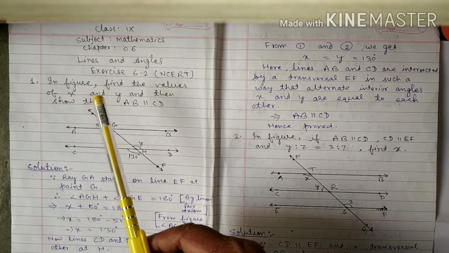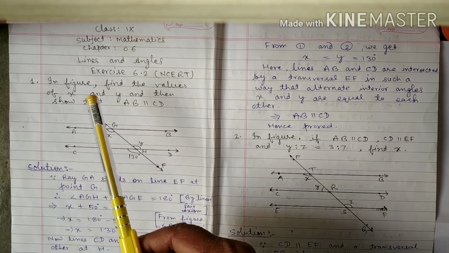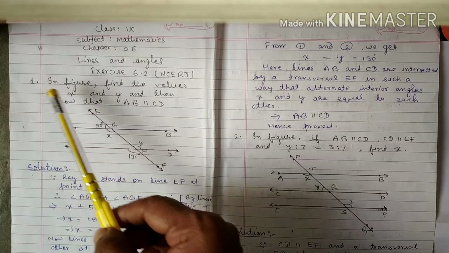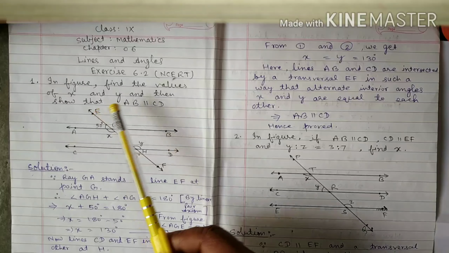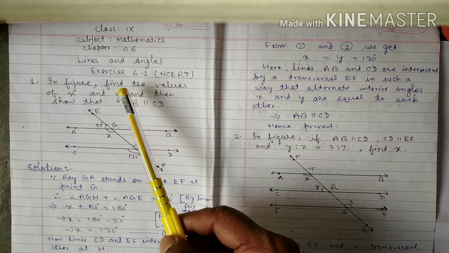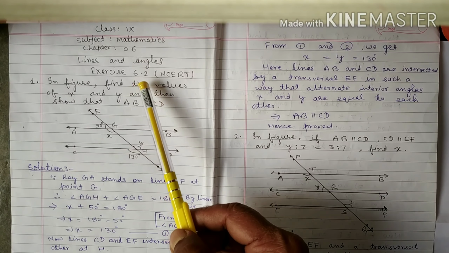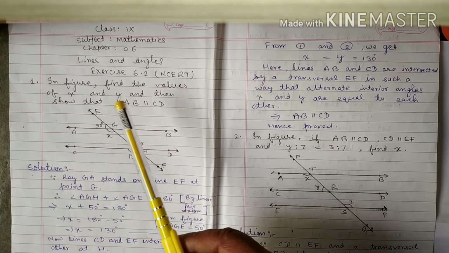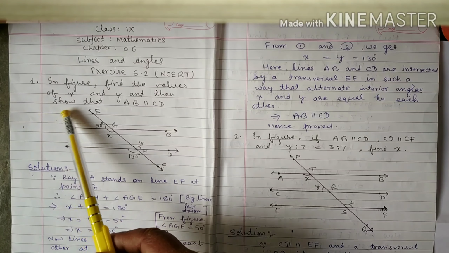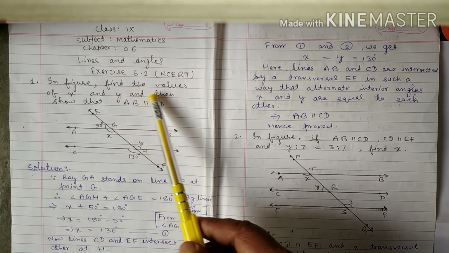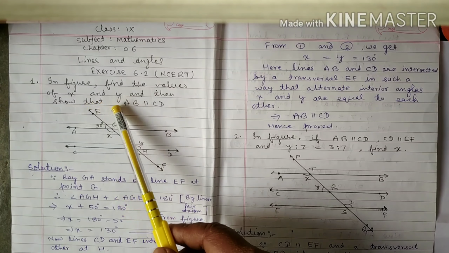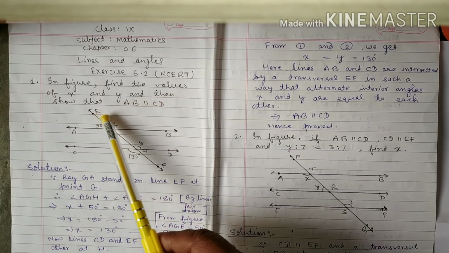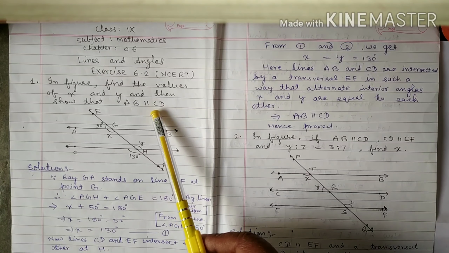My dear students of class 9, I am going to start chapter 6, Lines and Angles, exercise 6.2 NCERT book. Question number 1. In this question, find the values of x and y and then show that AB parallel to CD.